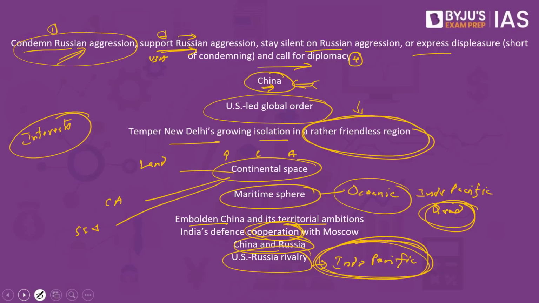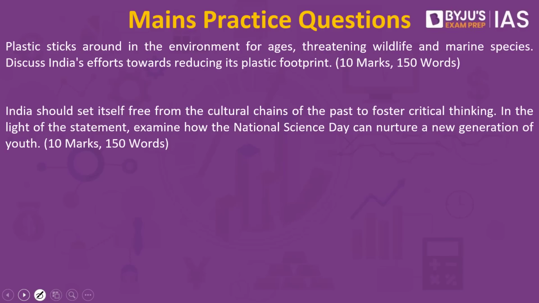Now let's look into the main practice questions. Plastic sticks around in the environment for ages, threatening wildlife and marine species. Discuss India's efforts towards reducing its plastic footprint. Next question. India should set itself free from the cultural change of the past to foster critical thinking. In light of the statement, examine how National Science Day can nurture a new generation of youth.